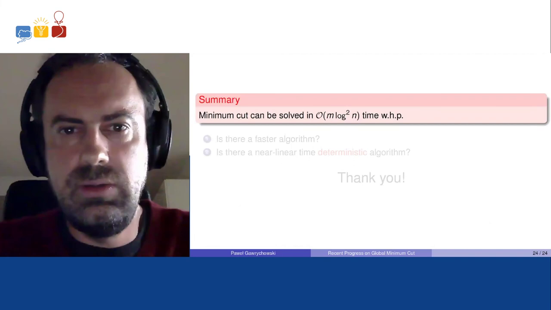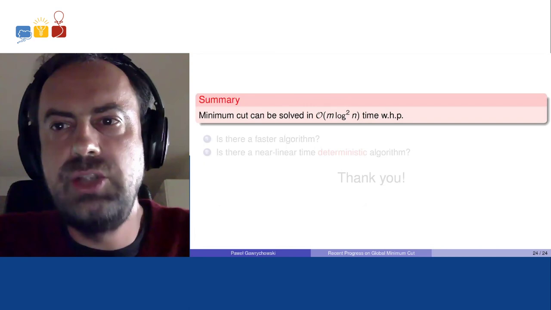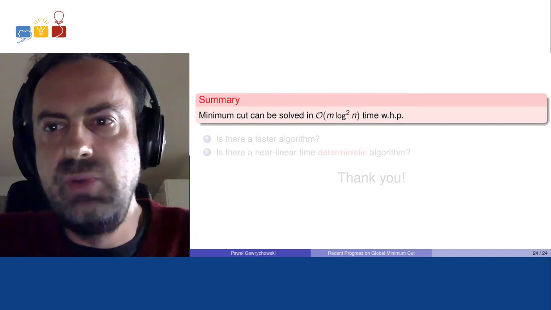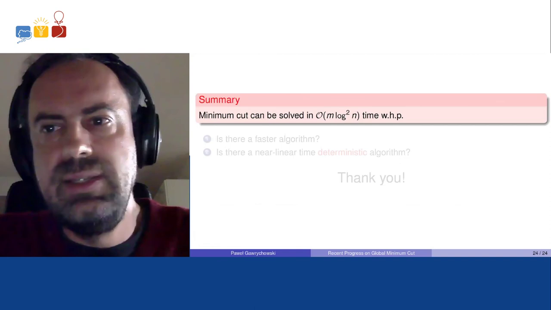So to summarize, we can solve the minimum cut in m log squared n time with high probability. So the first step is randomized, and we obtain a collection of log n trees in m log squared n time. And with high probability, one of those trees will one- or two-constrain the minimum cut. So that's the only source of randomness. And then for each of the log n trees, we run our procedure that takes m log n time per tree. So that's m log squared n time.